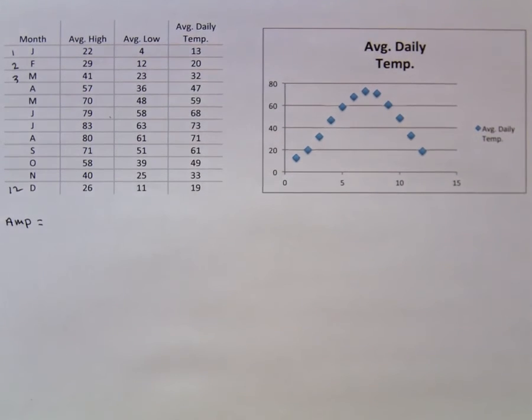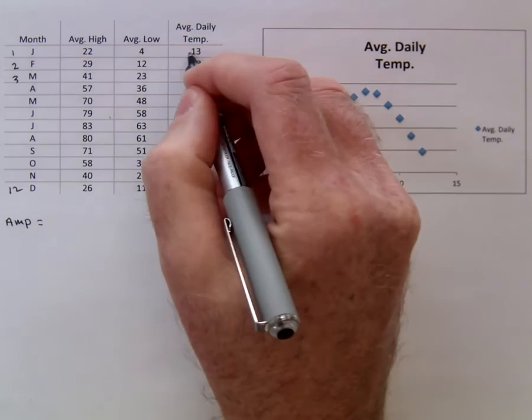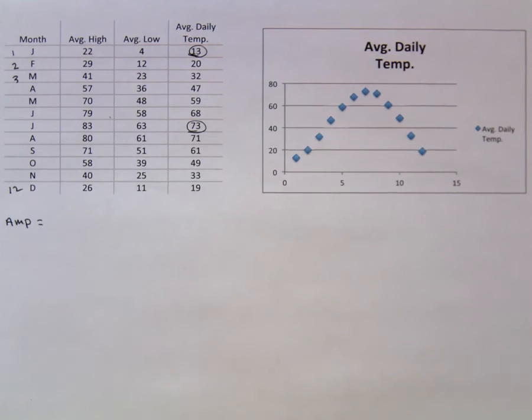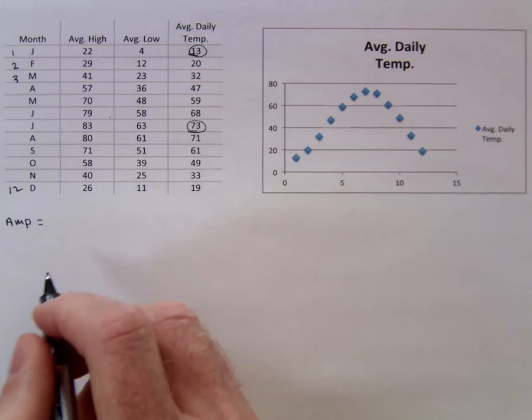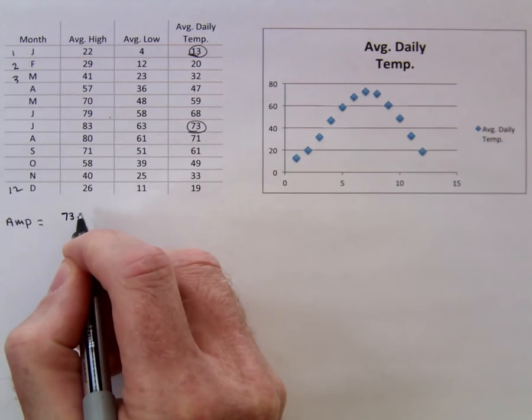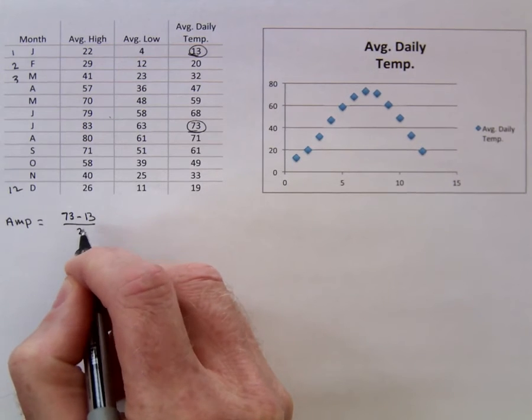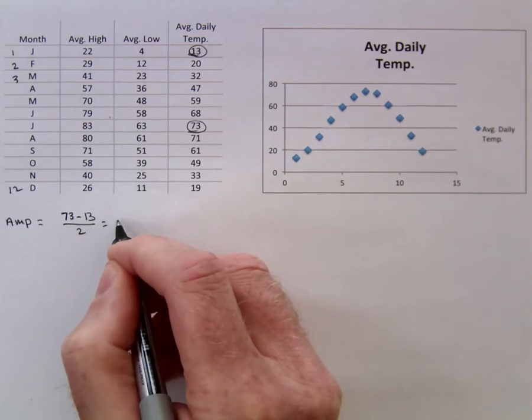The amplitude is half the difference between the largest and smallest values. And if we just scan this right-hand column, we find that the greatest of these average monthly daily temperatures is 73 in July, and the least is 13 in January, not surprisingly. And so we will have 73 minus 13 all over 2, which is, of course, 60 halves, or 30.